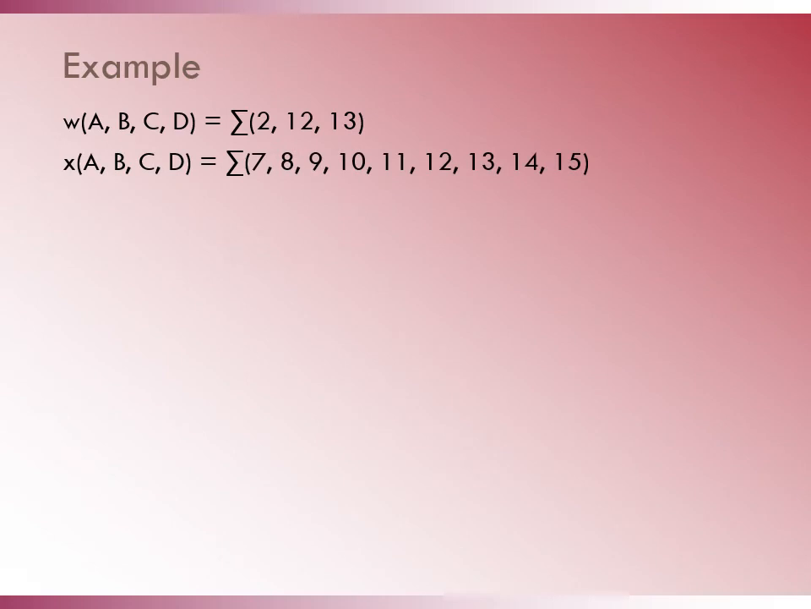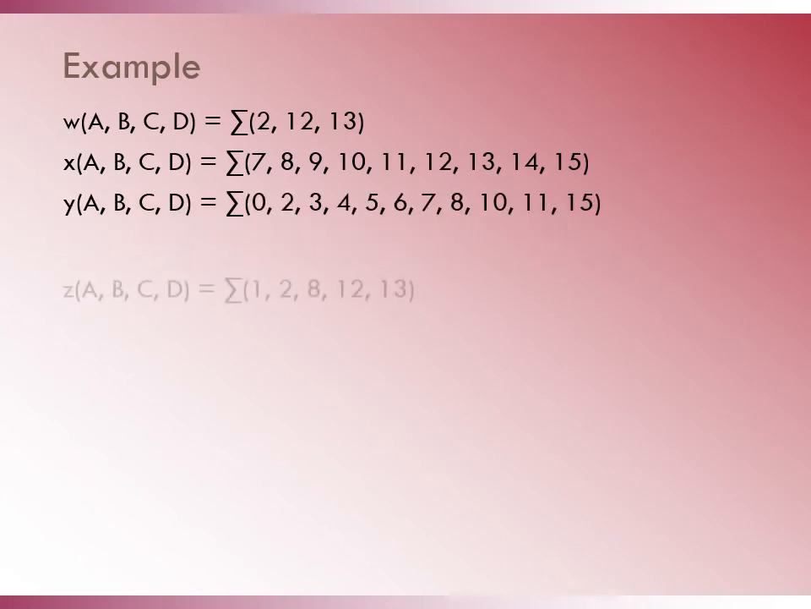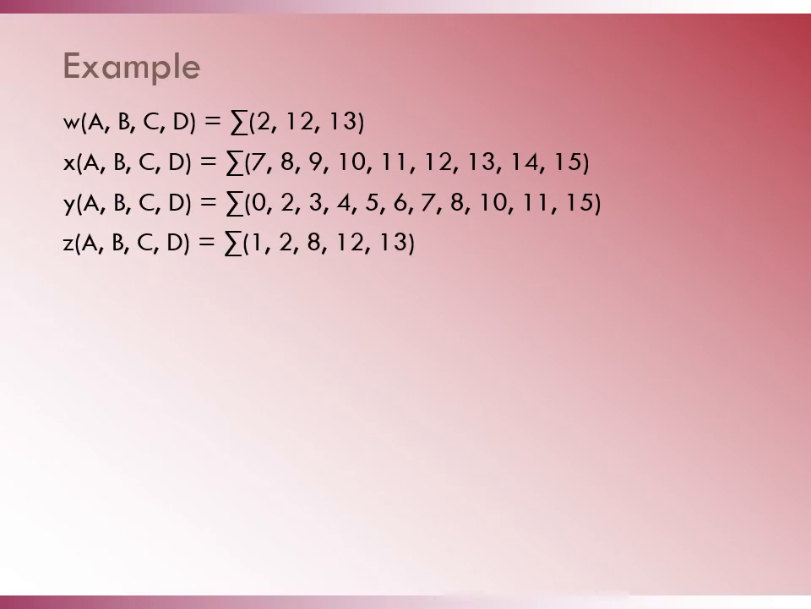Taking a second example for PAL implementation, again we consider a case of 4 outputs, 4 inputs and 3 product terms. In this case, the first output is denoted as W, which is a function of 4 input variables A, B, C, D. It is shown as summation of minterms 2, 12 and 13. The next output, that is X, again a function of ABCD, is shown as summation of minterms 7, 8, 9, 10, 11, 12, 13, 14 and 15. The next two outputs, that is Y and Z, are shown as summation of some minterms.